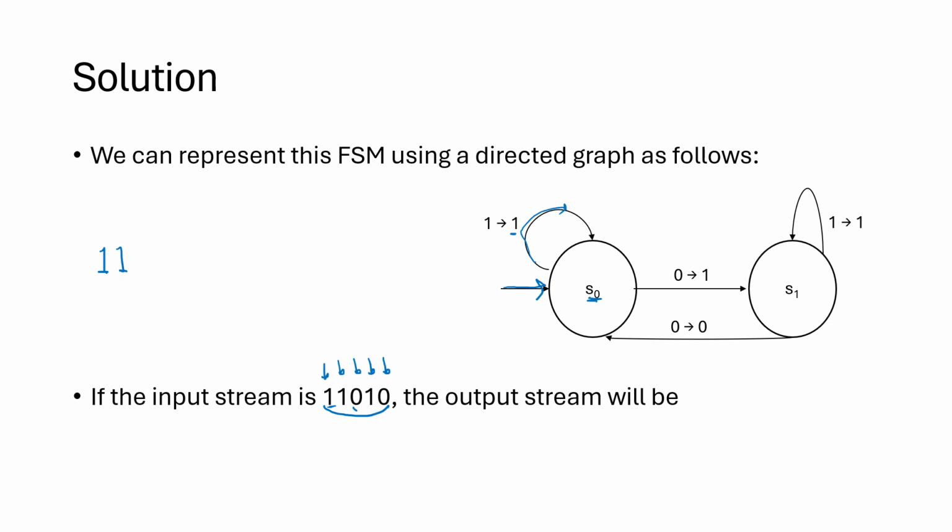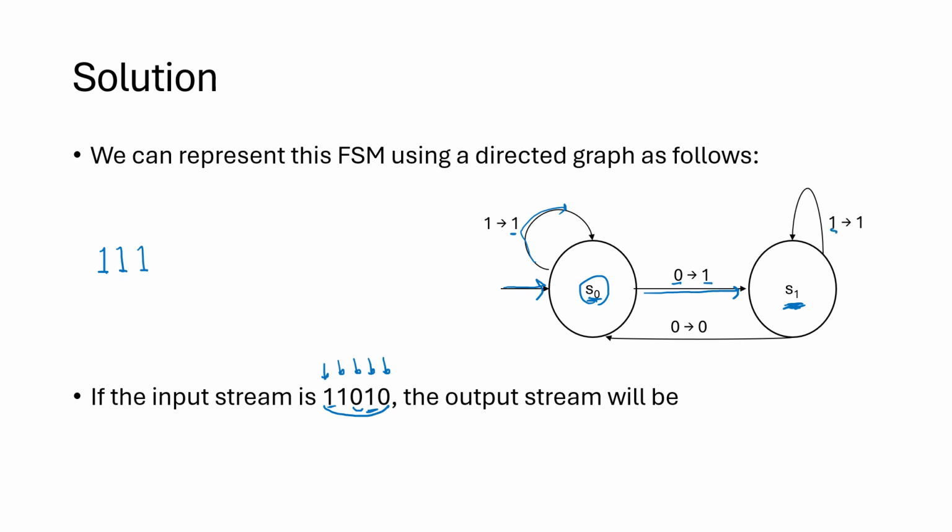Then I read the third input symbol, which is a 0. Now with a 0, while I'm at S0, I output another 1. So that's the third output symbol. And the arrow tells me that now I transition to S1. So now my current state is S1. Then I read the fourth symbol, which is a 1. And remember that now I am here at S1.